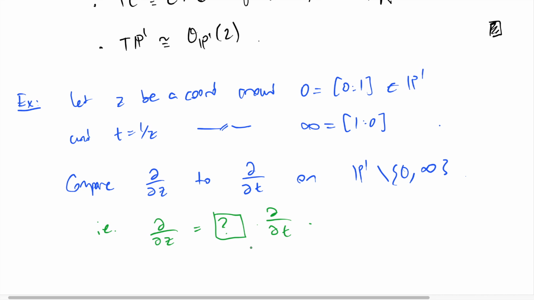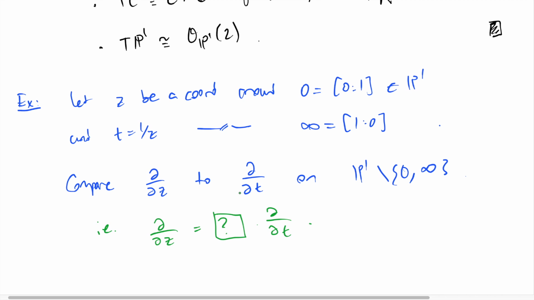And how do you find this? Well, you use the chain rule. Remember, this is a differentiation operator, and so is this. And if I were to change variables from z to t, this is like applying the chain rule on differentiation. So as not to take the fun out of it, I'm not going to write the rest of it down.